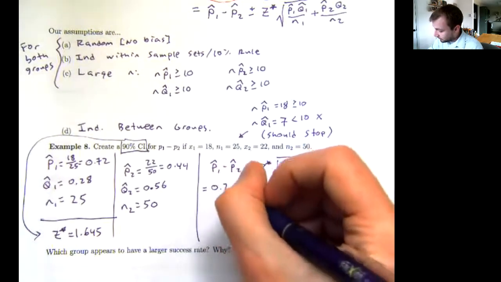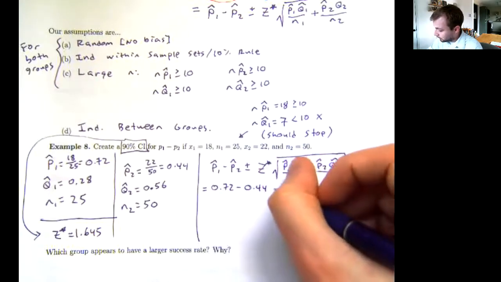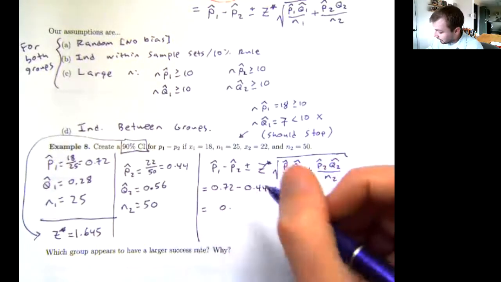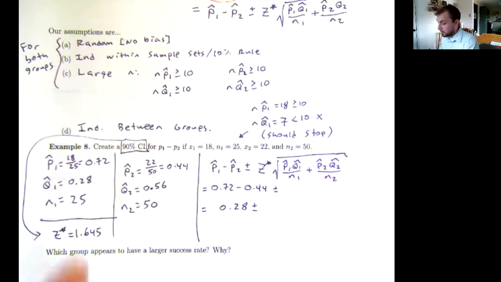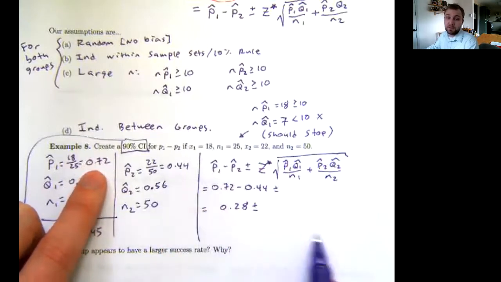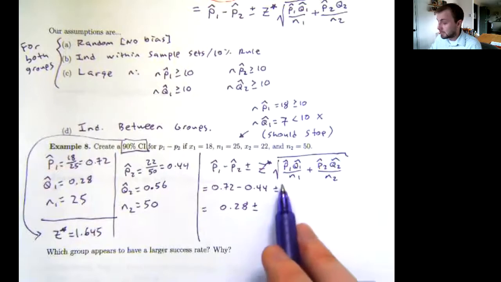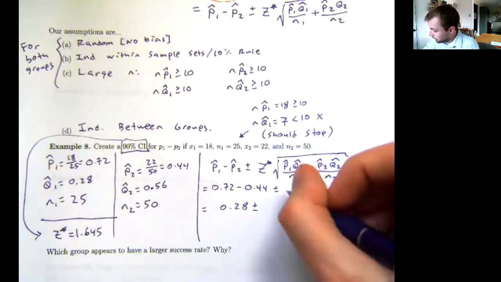My first success rate was 72. My second success rate was 44. So already I can see that it looks like there's going to be a difference between the groups of about 28. In particular, it looks like group 1 is going to be bigger than group 2 by 28%. At least this is the way it was for the sample. Now, sometimes I might see a larger difference, and sometimes I might see a smaller difference. So I need to see how that varies, and the margin of error, this next piece, is going to tell me what that looks like.